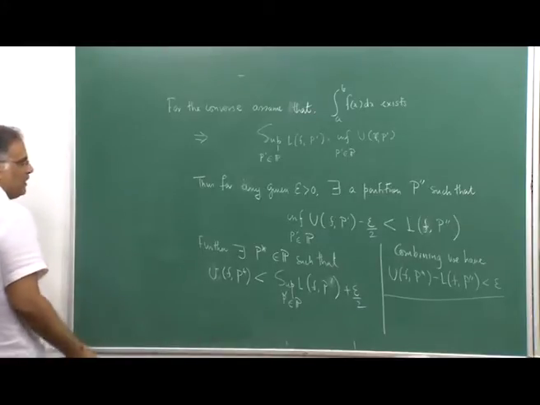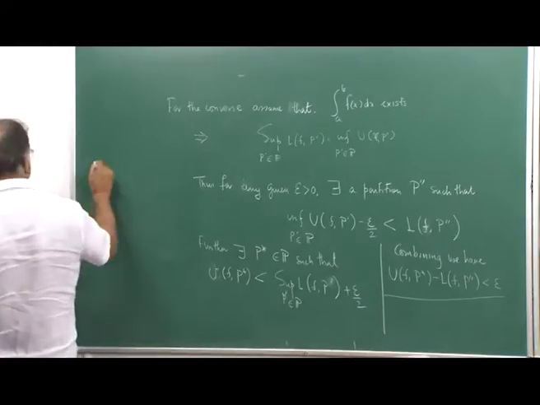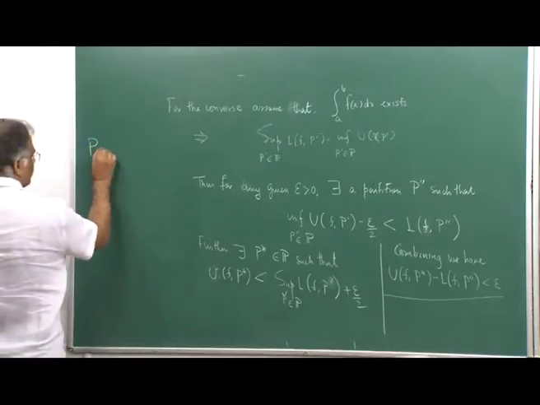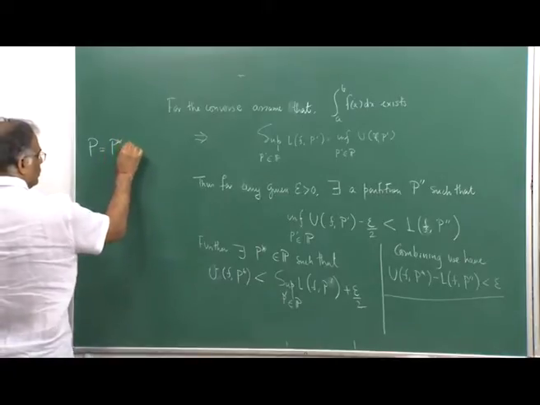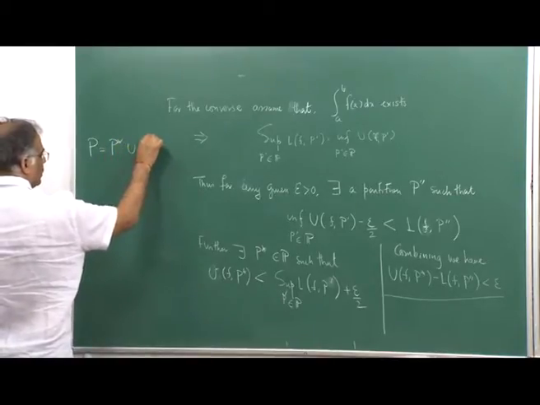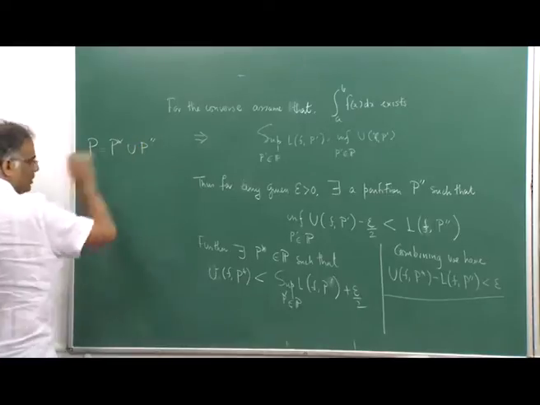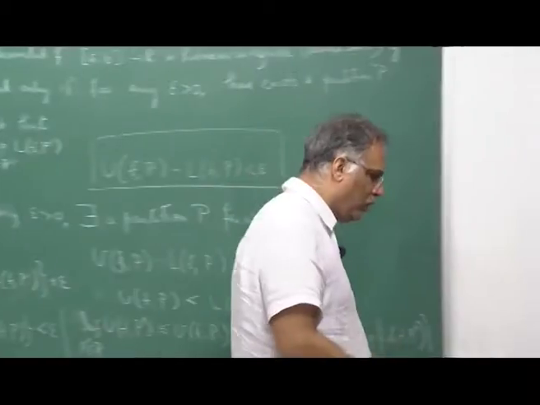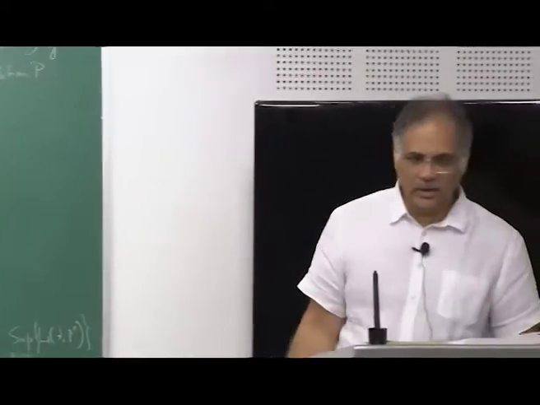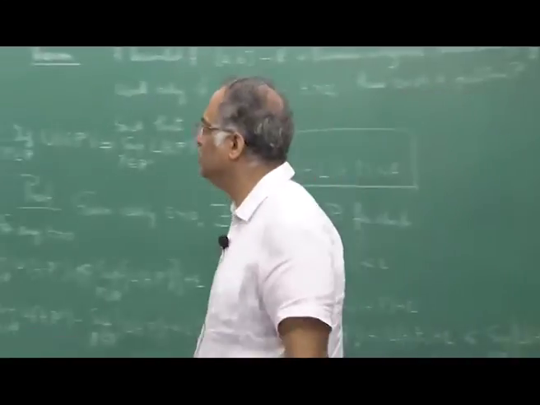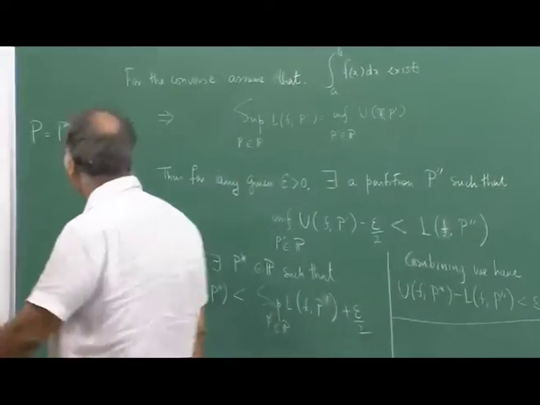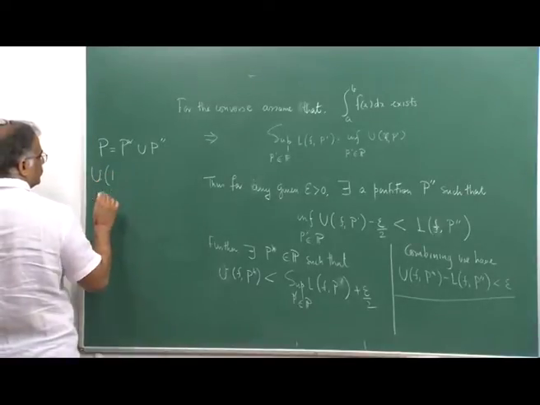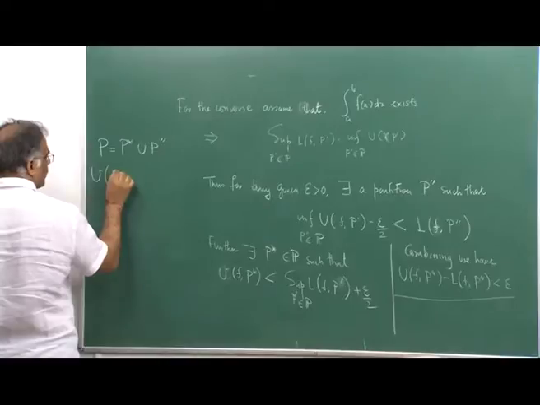Now, the last part of the result is very simple. You consider a partition P, which is P star union P dash, P double dash, and in this you already know the result. Already we have done it, that if you take a union, the upper sum reduces, right? The upper sum will reduce.